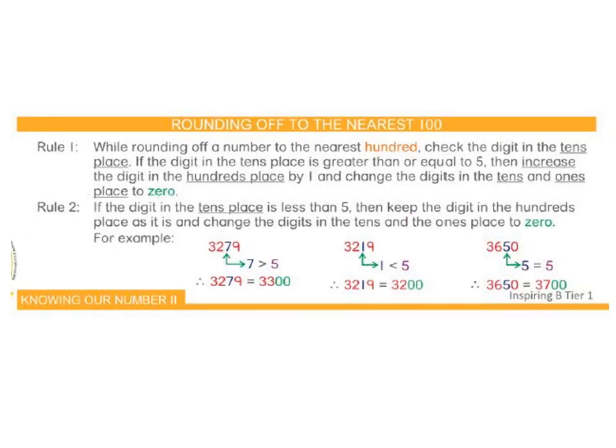Now rounding off to the nearest 100. In the same way, now we are going to concentrate on the digit on the tens place. If the digit is bigger than 5, then it is going to the next 100. If it is less than 5, then it is going to the previous 100. And if it is equal to 5, then it is going to the next 100. Pause the video if required. Read the instructions properly. If you have doubt, contact me. I'll explain once again.